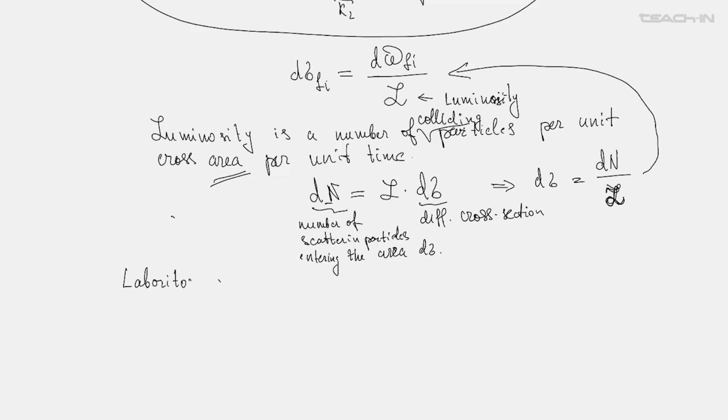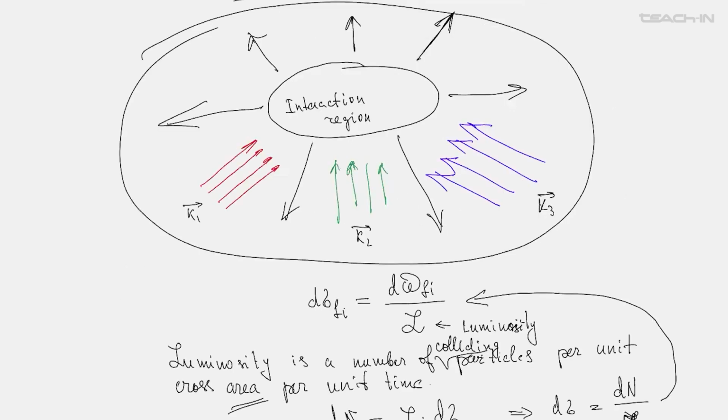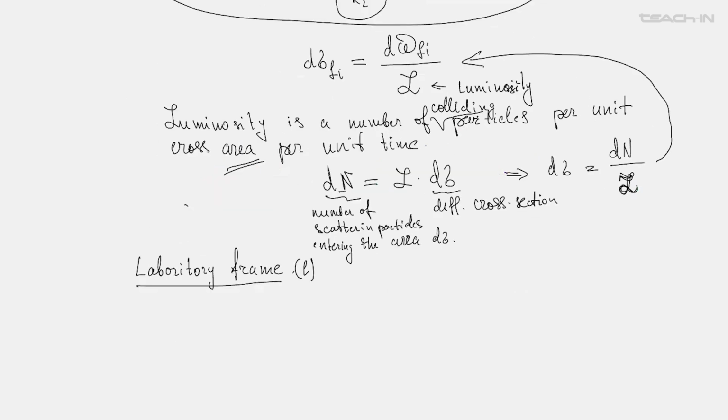In this laboratory frame, which I denote by the letter L, particles with initial momenta K2 will be at rest. So I find the Lorentz frame where particles with momentum K2, these green ones, are considered to be at rest. If they are at rest in this frame, they play the role of a target. They are not moving in this frame, and so I consider them as a target.